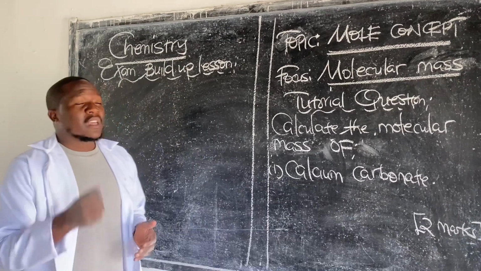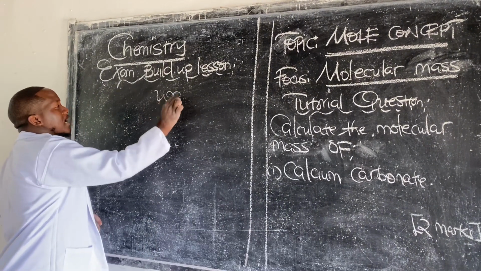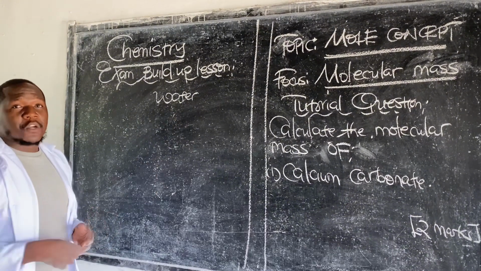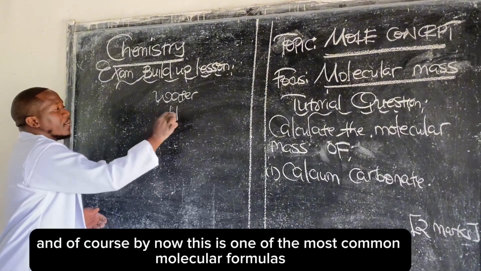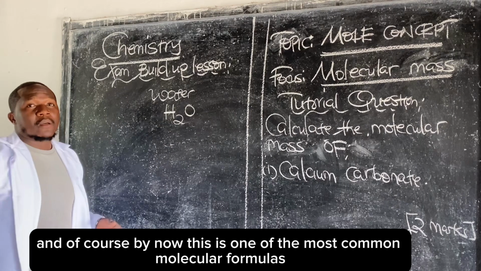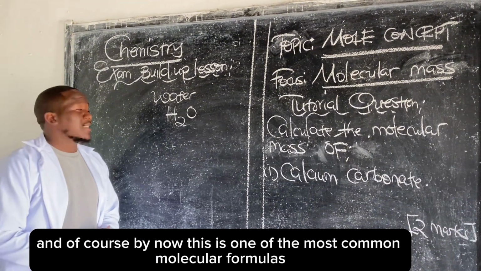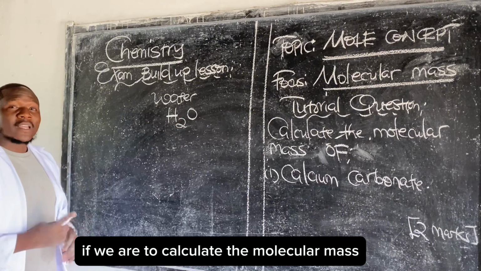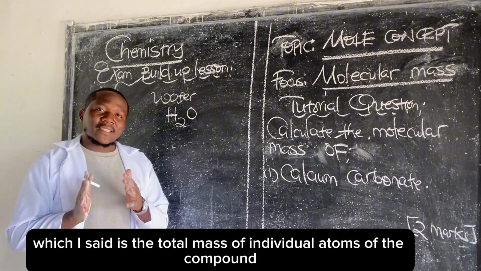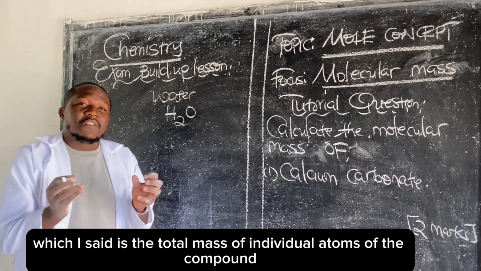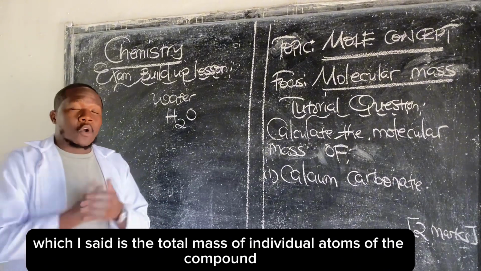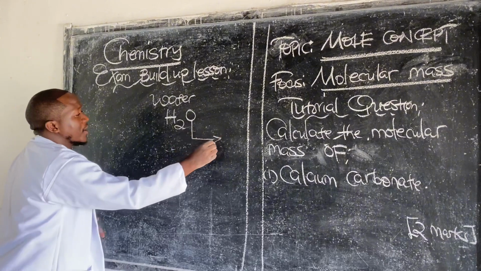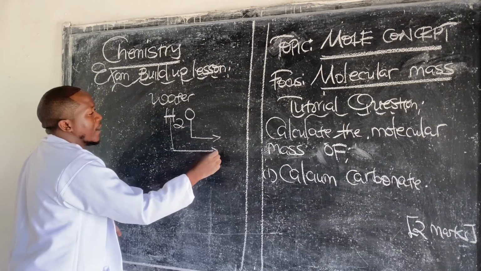the compound. Giving an example, let's say for instance, we have water. Water is made of hydrogen as well as oxygen. And of course, by now, this is one of the most common molecular formulas. So here we have H2O. If we are to calculate the molecular mass, which I said is the total mass of individual atoms of the compound that has been given, here we have oxygen, which we are going to calculate. Here we have hydrogen.